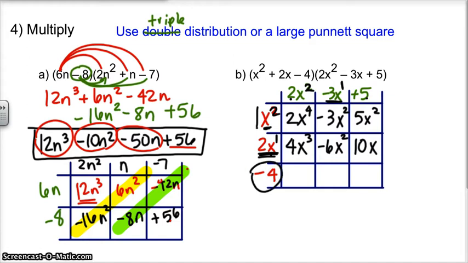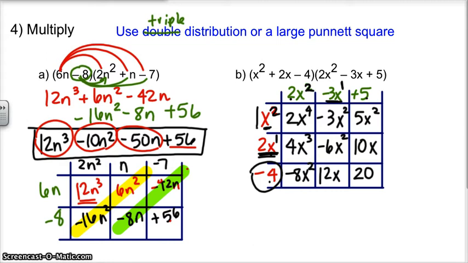Last one, negative 4. Negative 4 times that 2x to the second power. Negative 4 times the negative 3x up top. Negative and negative is a positive. Negative 4 times a positive 5 is a 20.